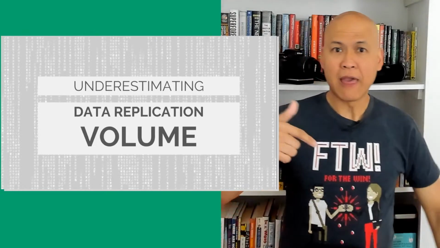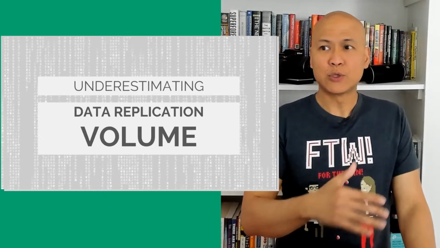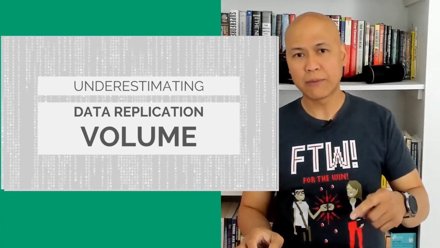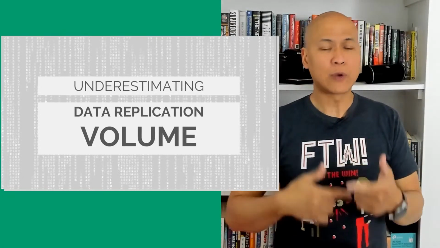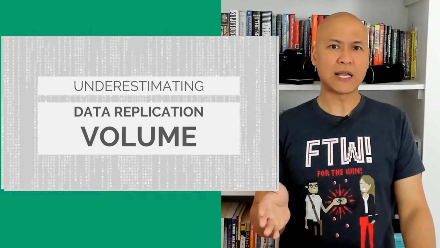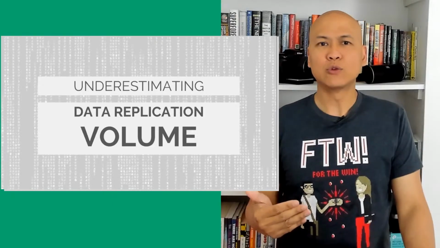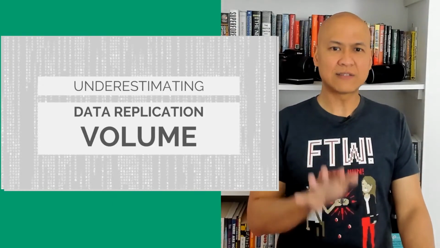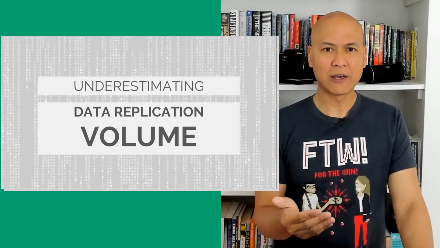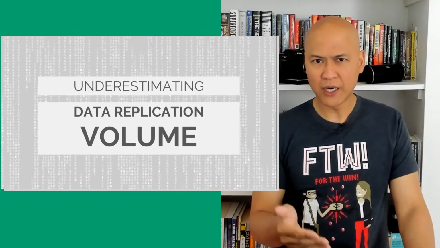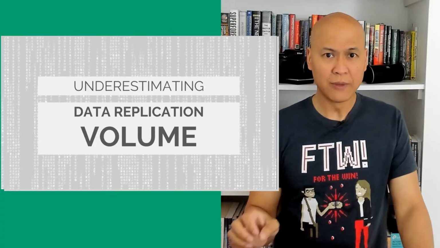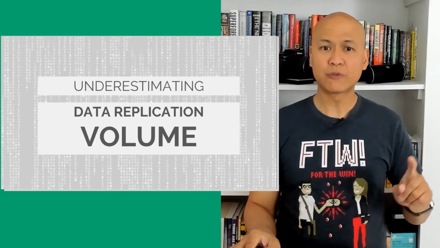Then you implement this, you roll it out in production, you start introducing transactions, you connect the application to the database, and you start looking at the volume of transaction log records generated. Normally, if you have an existing system that you're just converting into an availability group, meaning you already have a standalone instance working fine with client applications connecting to it, the way I estimate data replication volume is I look at the history of transaction log backups.